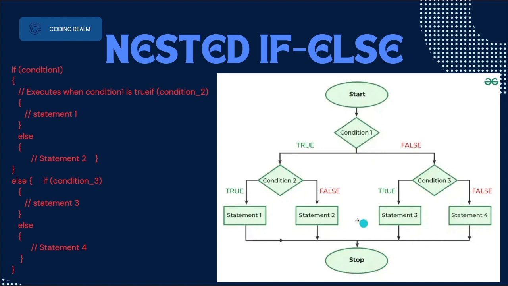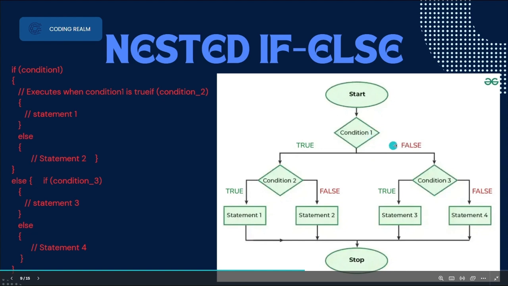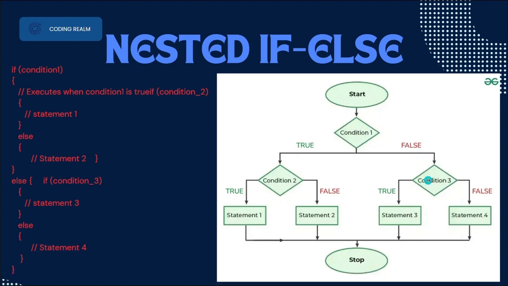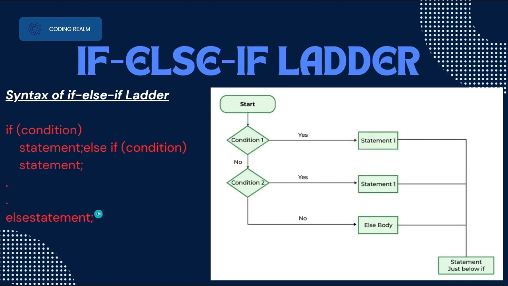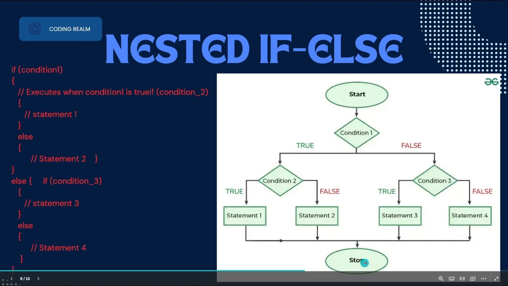And this is the flowchart of the nested if statement. We start our code, we have the first condition. If the first condition is true, we can put another condition, and if the condition is true, we execute this statement. If it is false, we go to the end of the code, and if the first condition is false, we put another condition. If it is true, statement 3 is executed, and if it is false, statement 4 is executed, then we go to the end of the code.